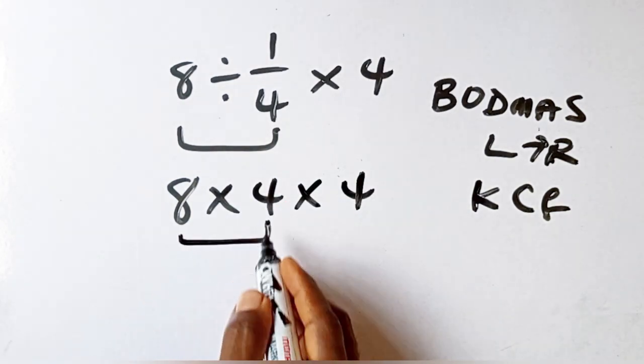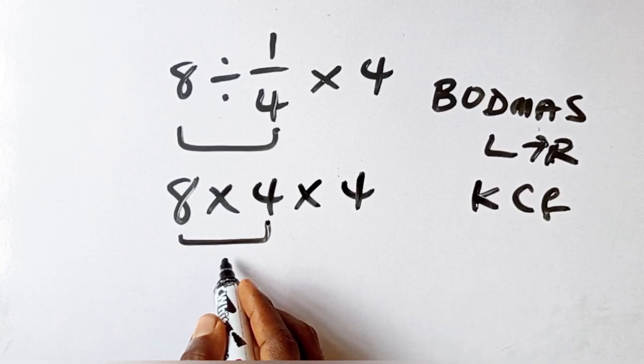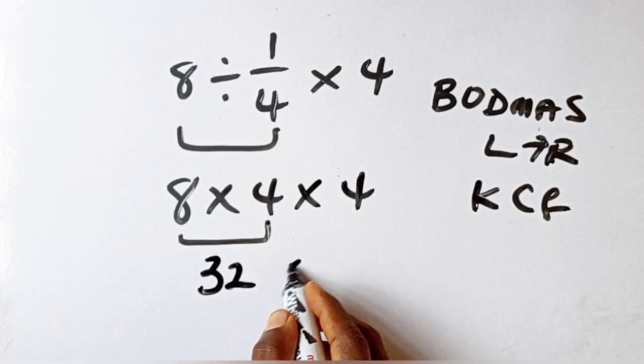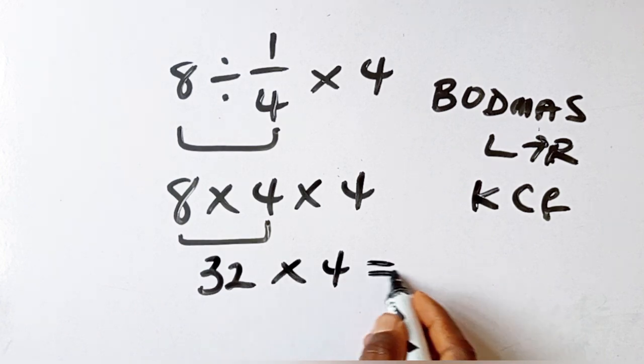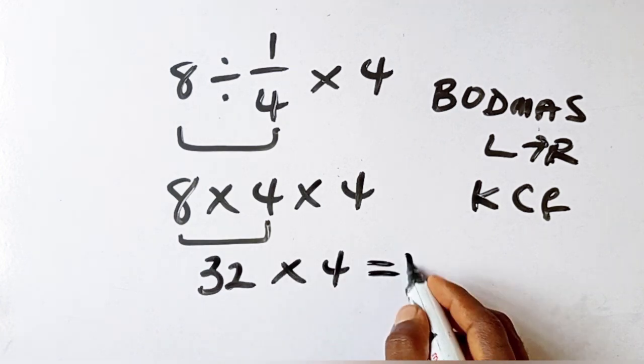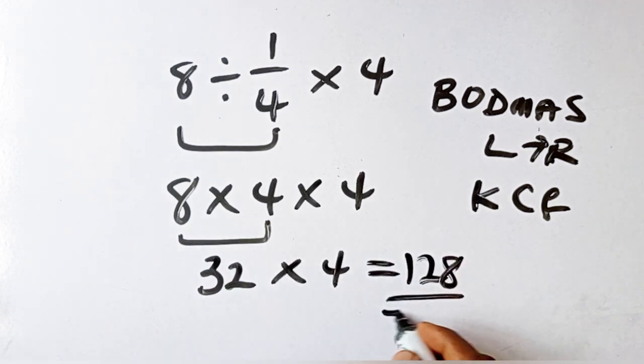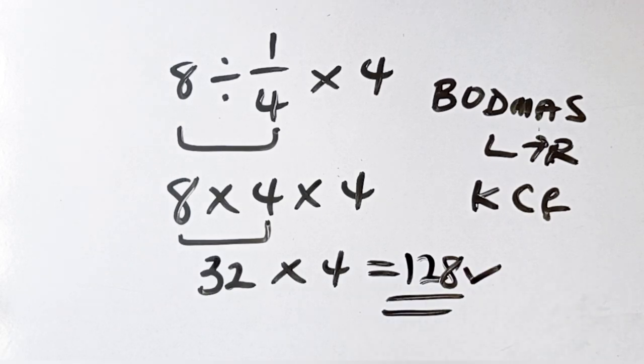Now, 8 times 4 is going to give us 32, times this 4. 32 times 4 is equal to 128. And this is the final answer to the question.